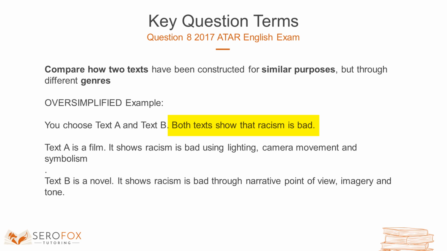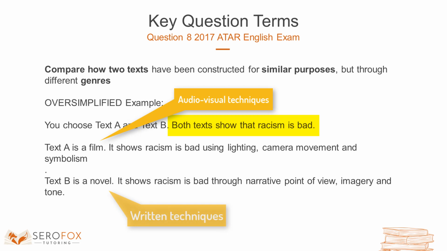Now notice that these techniques that I've picked for each text are specific to the genre of the text. Now because text A is a film, I'm going to be looking at audio and visual techniques. And since text B is a novel, I'm going to be looking for written techniques that the author uses to convey the idea that racism is bad.